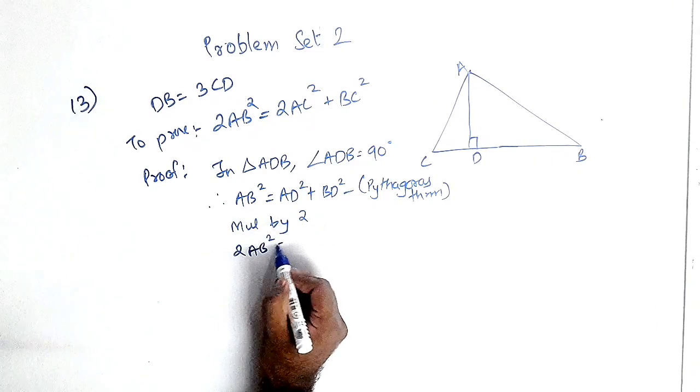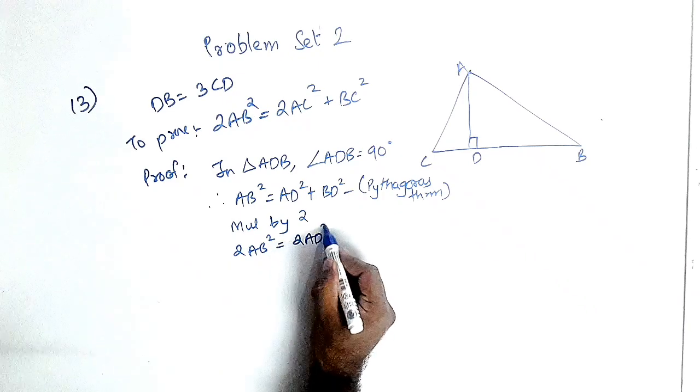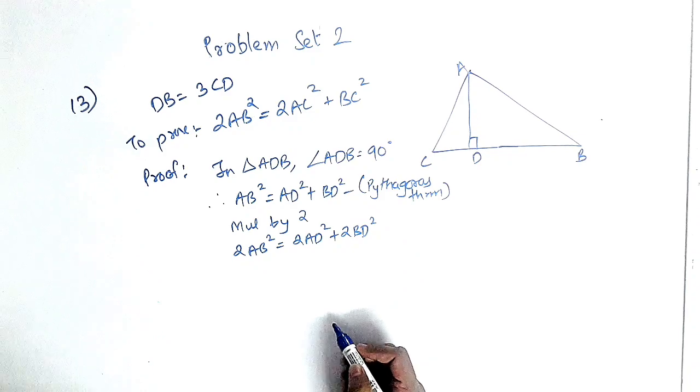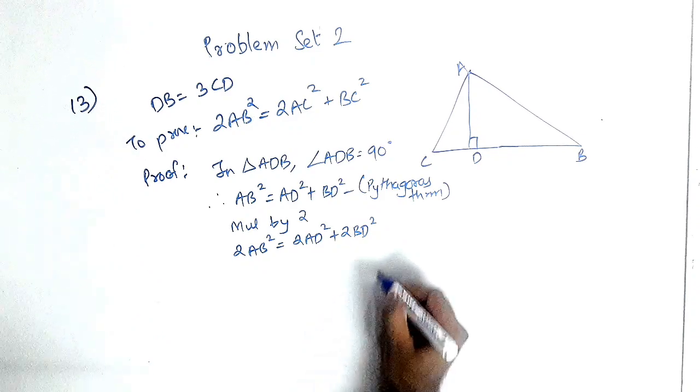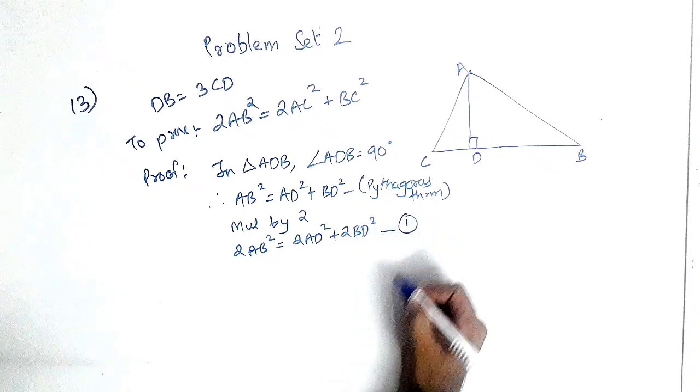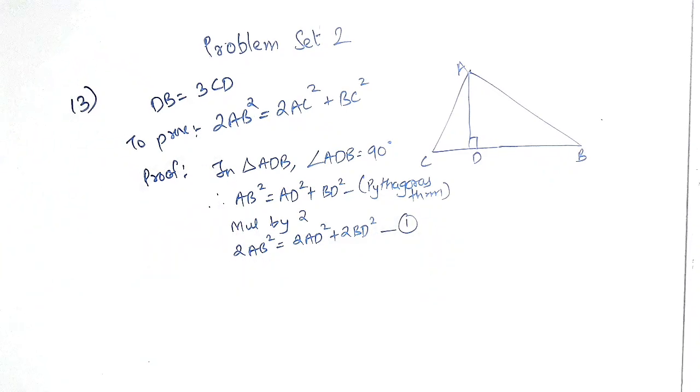Okay, but we want 2AB square, so I'll just multiply by 2. 2AB square is equal to 2AD square plus 2BD square. This is point number 1. Okay, 2AB square we have got.